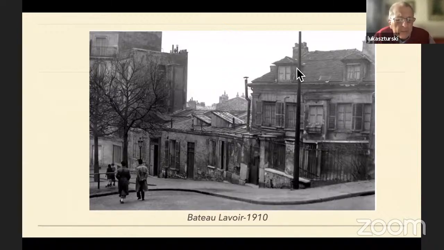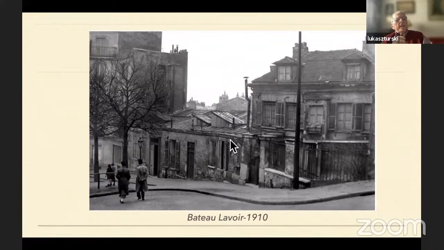And that particular little building, this one, was called Bateau Lavoir, a wash house. Why that name? That is for the owners of that particular establishment.